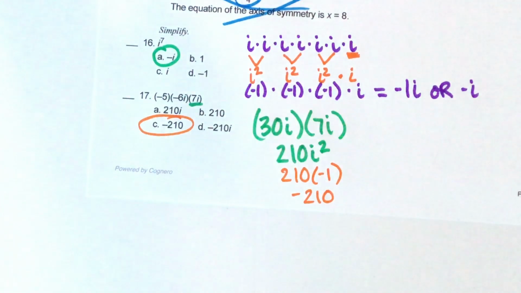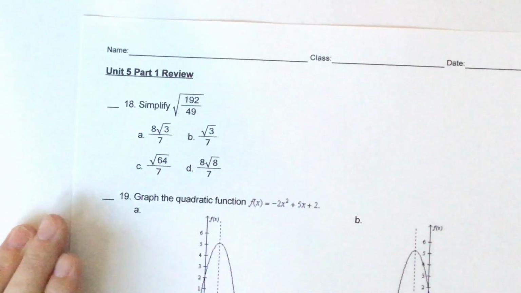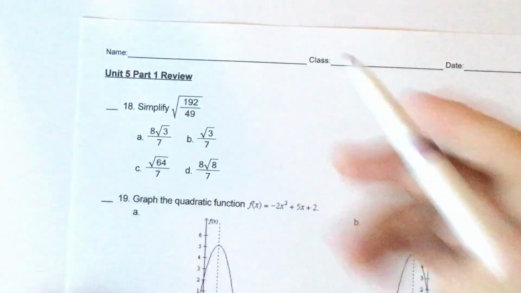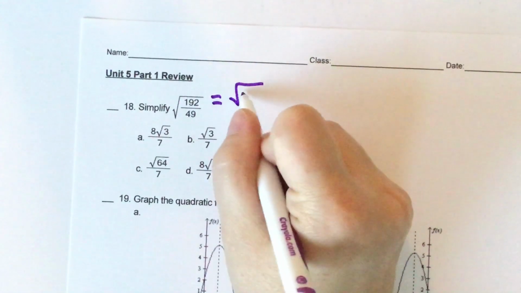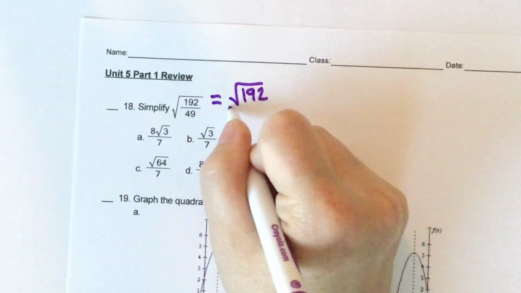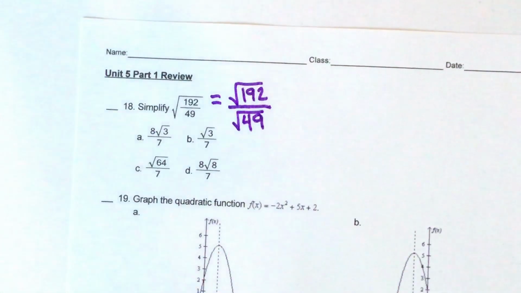Okay, we have 2 left to go. Almost there. All right, we need to simplify this radical. So when a square root is over the whole fraction, what it really means is the square root is over the numerator, and the square root is also over the denominator.